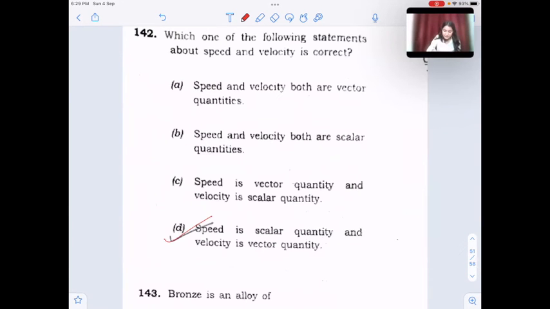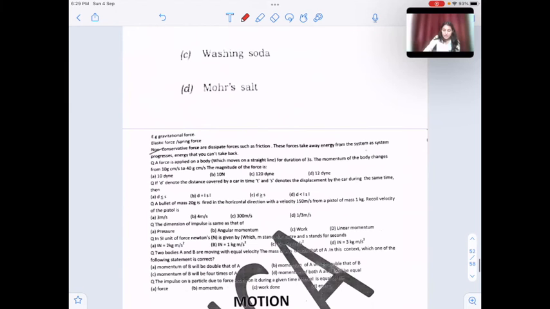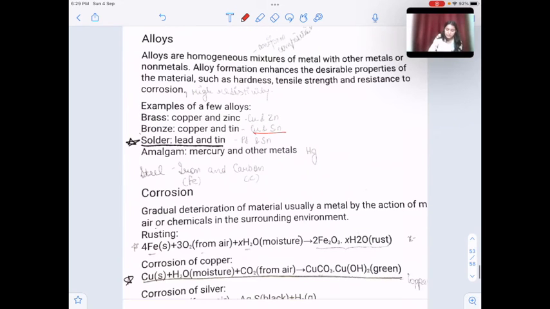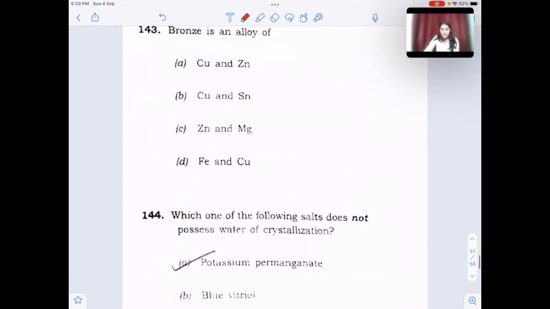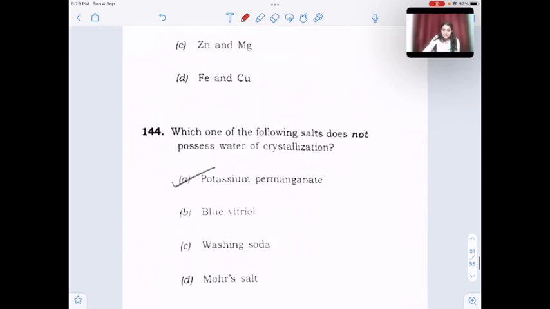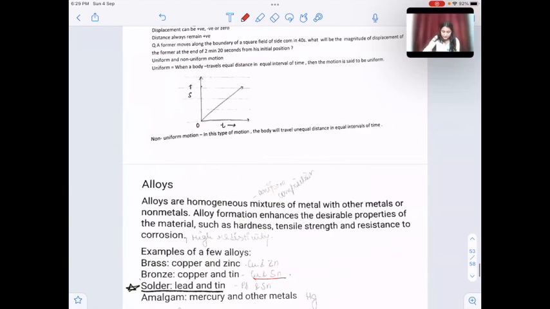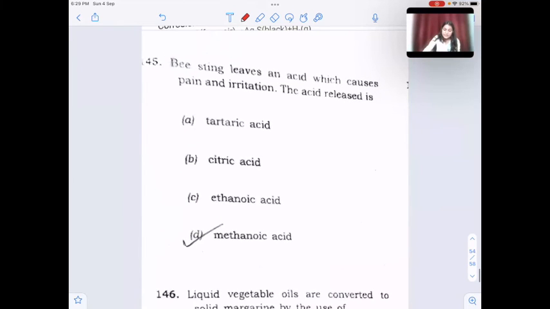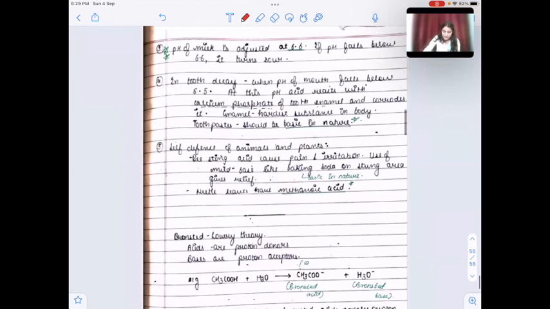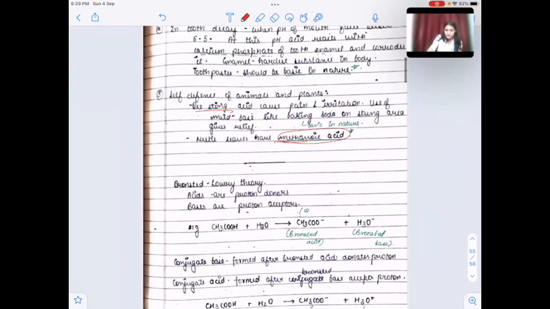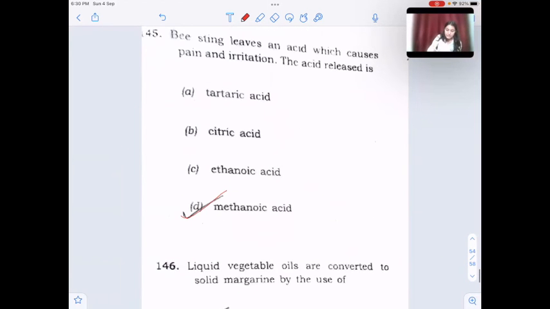So option D. Bronze is an alloy of, straightforward question, copper and tin. Cu and Sn. Option B. Which one of the following salts does not possess water of crystallization? So you know the formula for blue vitriol, washing soda, it has 10 water of crystallization. Potassium permanganate is KMnO4. So option A is correct. A bee sting leaves an acid. That acid, very simple question, is methanoic acid. So option D, methanoic acid.